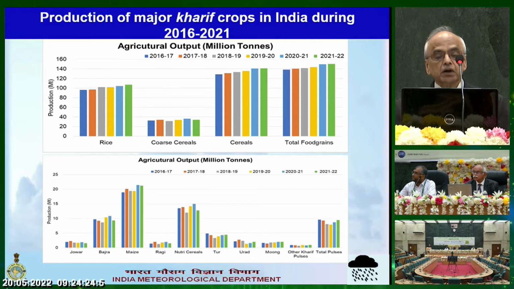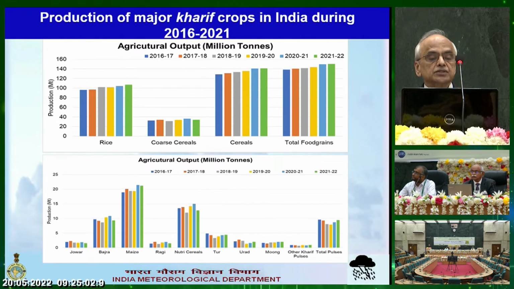And production of major kharif crops in India during 2016 to 2021: you could see on the left side the various bars are rice, next is coarse cereals, third is cereals, and fourth is total food grains. The blue color is 2016-2017, the light brown is 2017-2018, the next one is 2018-2019, yellow is 2019-2020, the light blue is 2021, and the last one in green is 2021-2022.